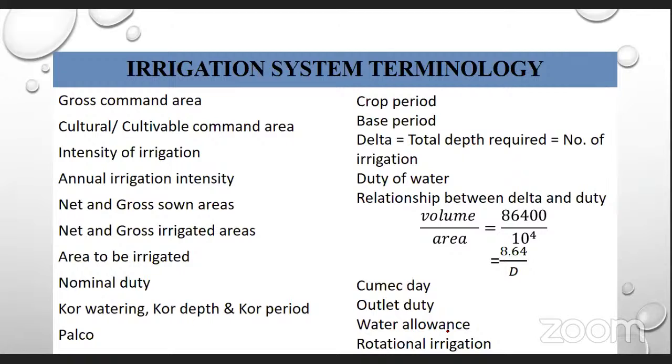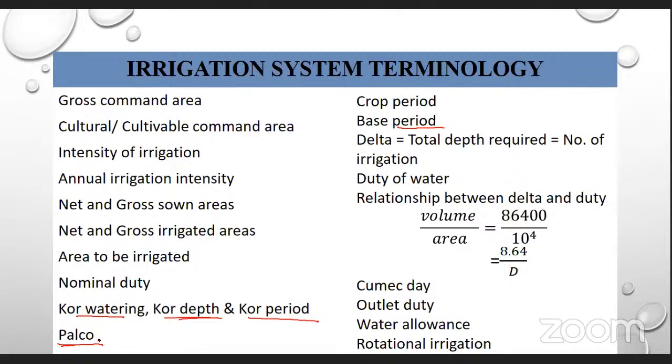So this watering is known as the crop watering, and whatever depth we are applying in that irrigation is known as the crop depth. And then we are having the crop period, which is a part of the base period, and we will discuss that later. This crop period is the part of the base period during which we are applying the crop watering, okay. Then it is known as the crop period.